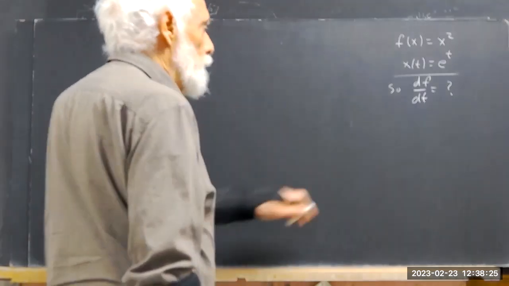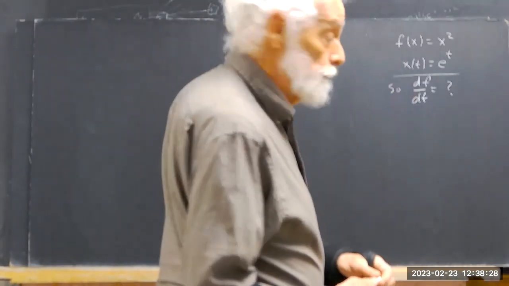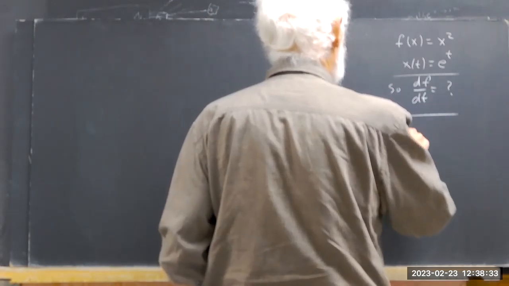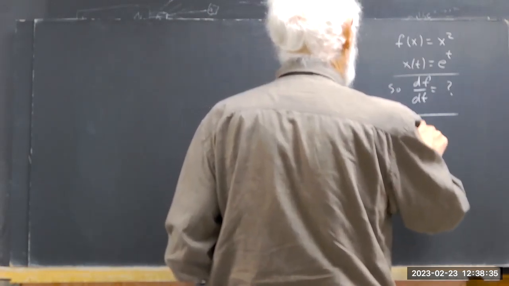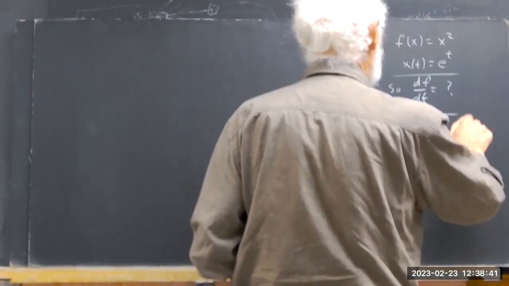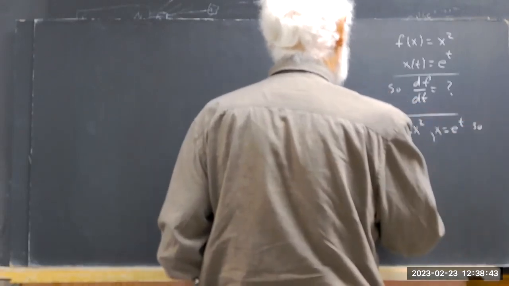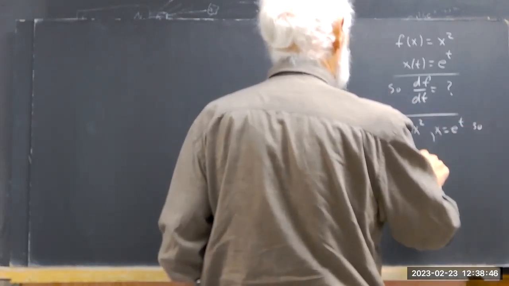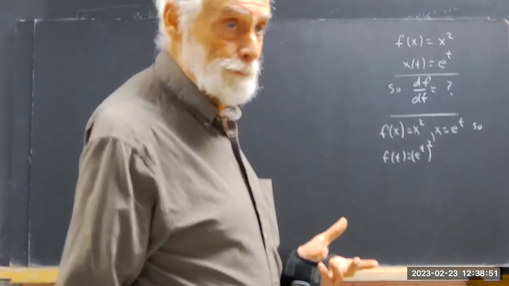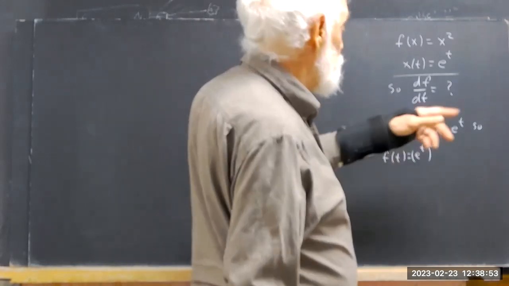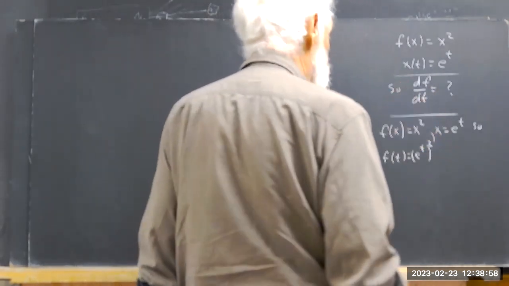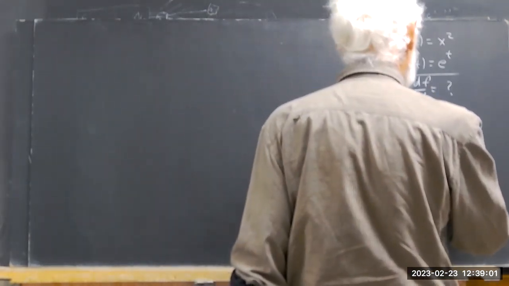Okay, there are two ways we can get the derivative of f with respect to t. One way is just the composite. If x is e to the t, then you write out the function of t: e to the t squared, e to the t quantity squared, which is e to the 2t.